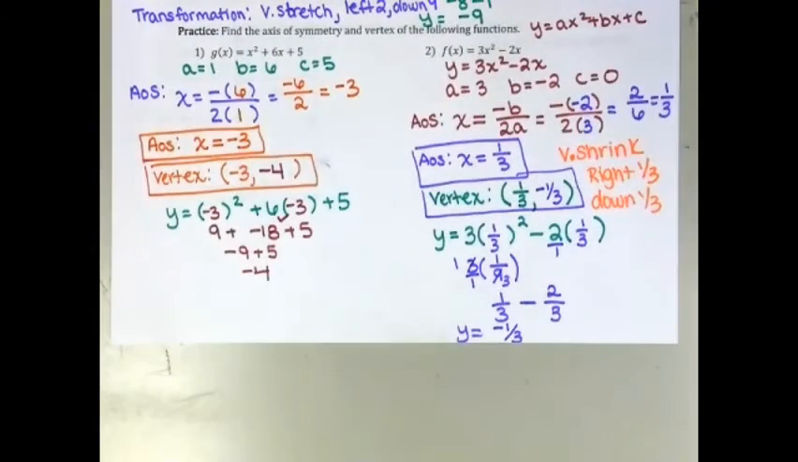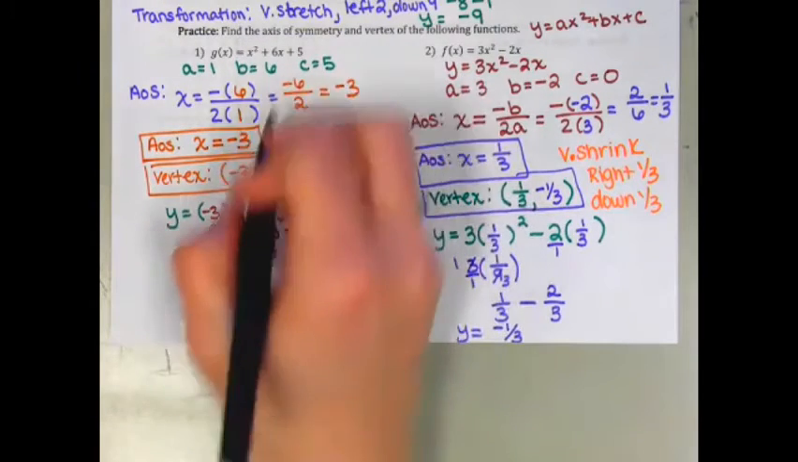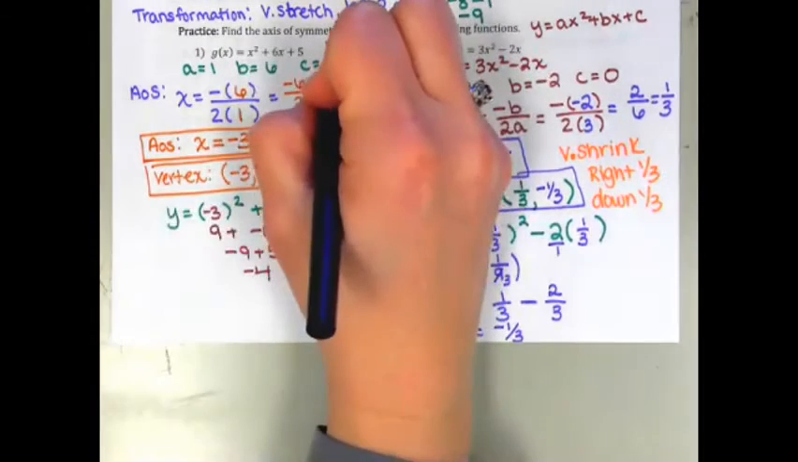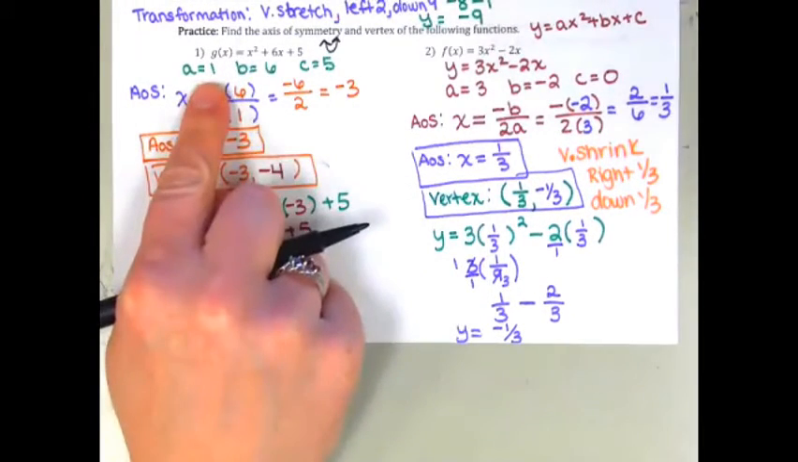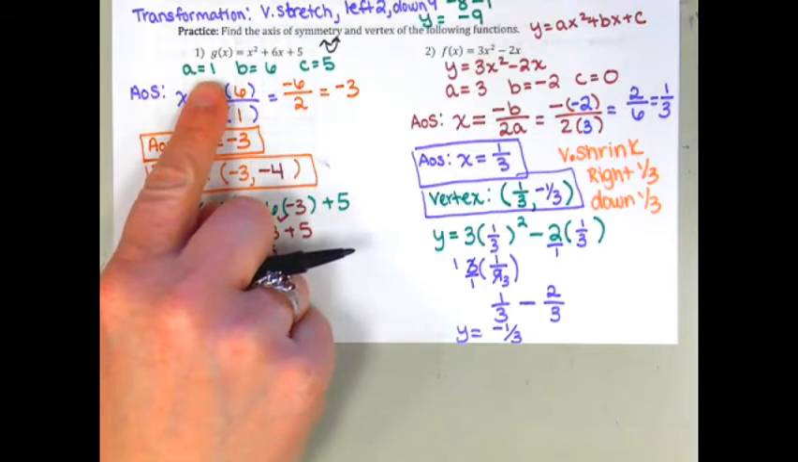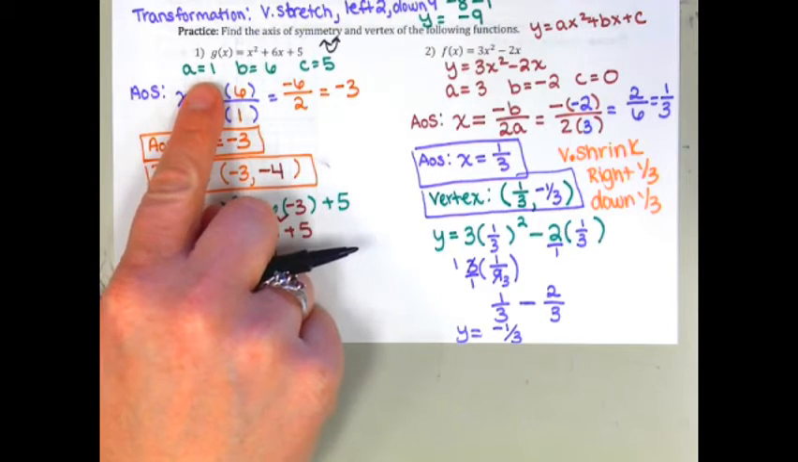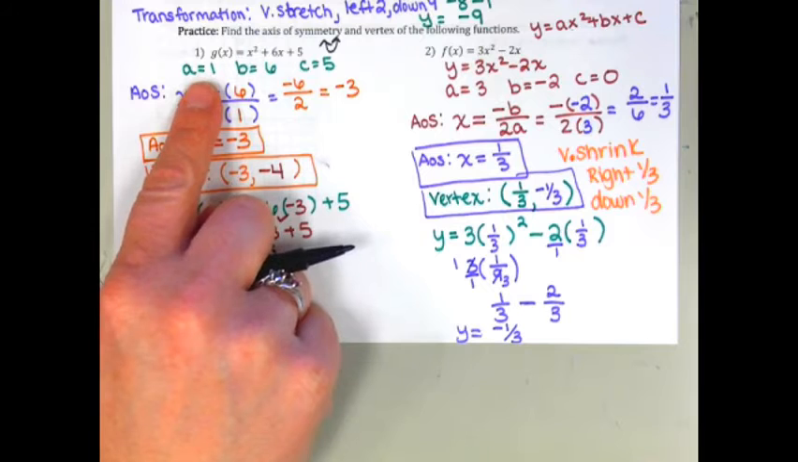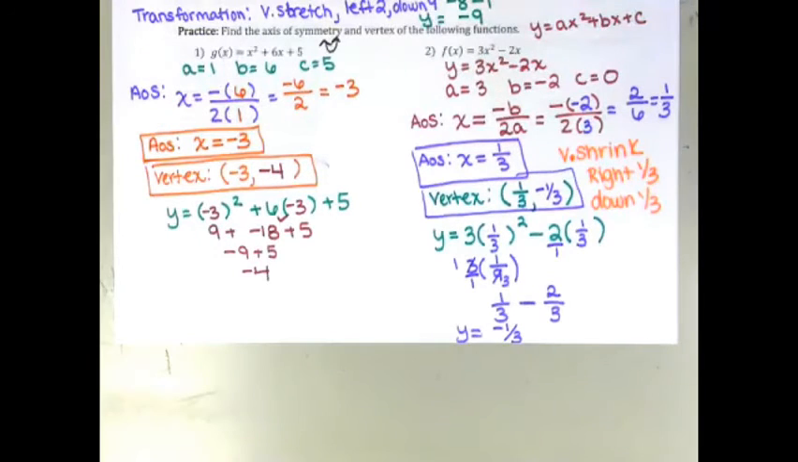So let's talk about our transformations. Does this graph open up or down? It opens up. Why? Because A is positive. Now, if I multiply by 1, does anything change? No. So we don't have a reflection. Do we have a vertical stretch or vertical shrink? No, because when I multiply by 1, my number doesn't change. It doesn't get bigger. It doesn't get smaller. It's equal to 1.